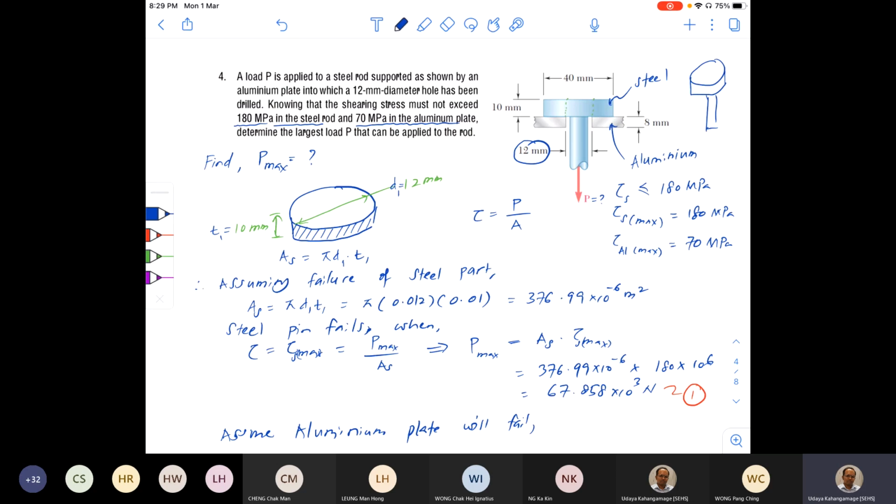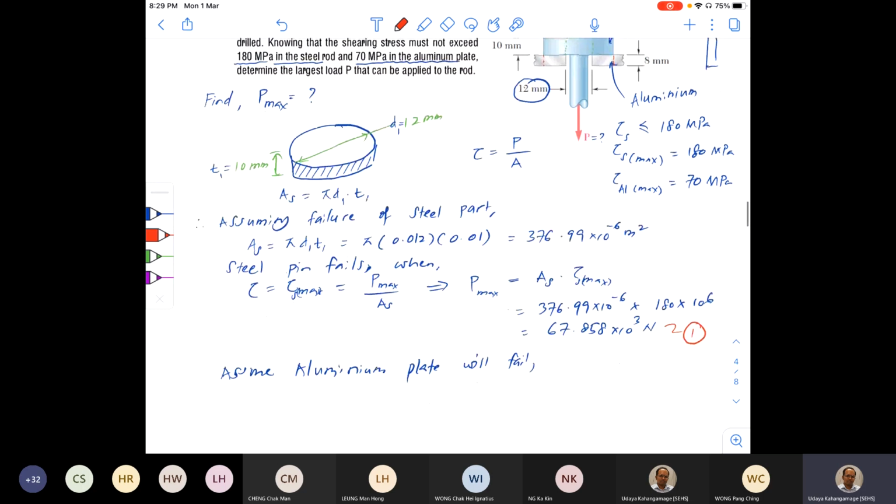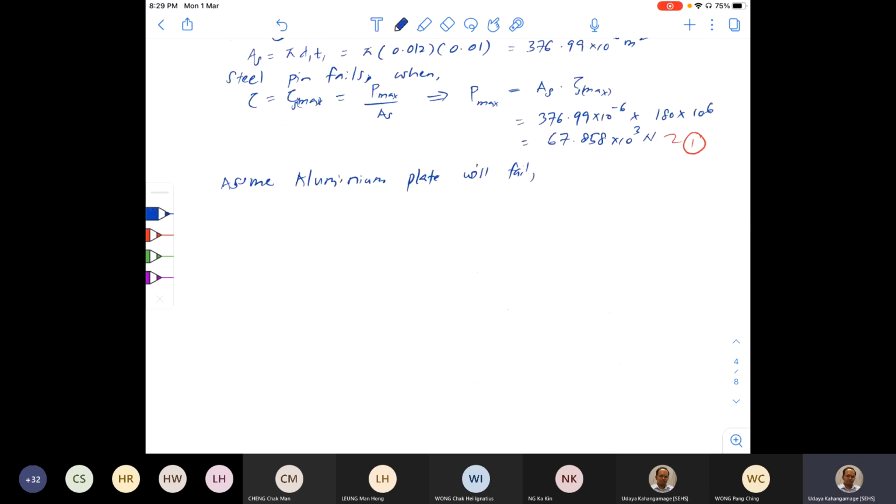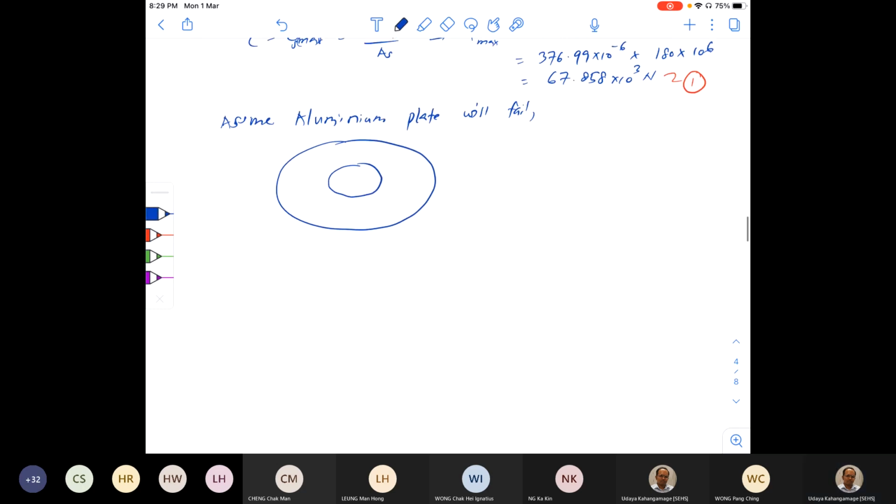It is going to fail through these points, right? This section. You pull it down, then it is going to shear off there. So it's again a disc with a hole in the middle like this, and the shear area is the cylindrical area here, all around the cylindrical area.